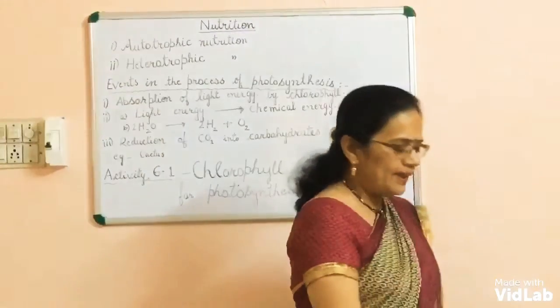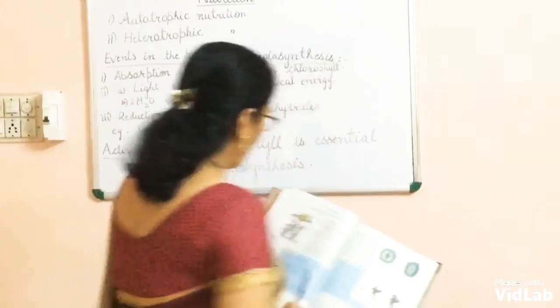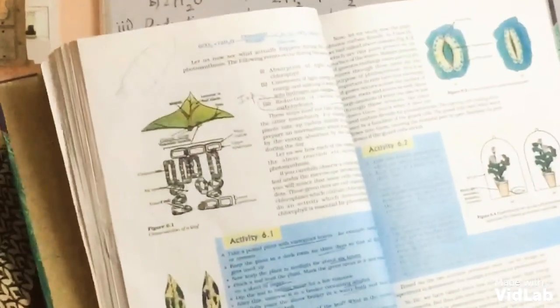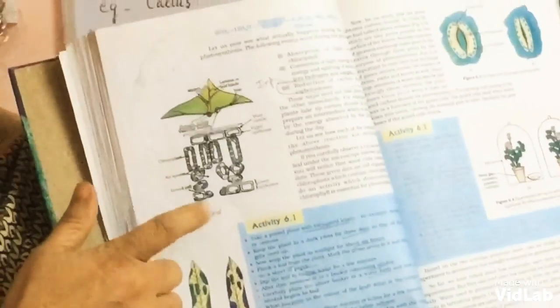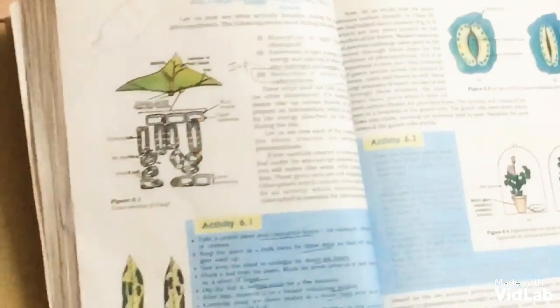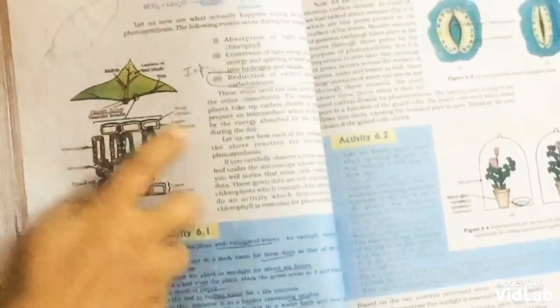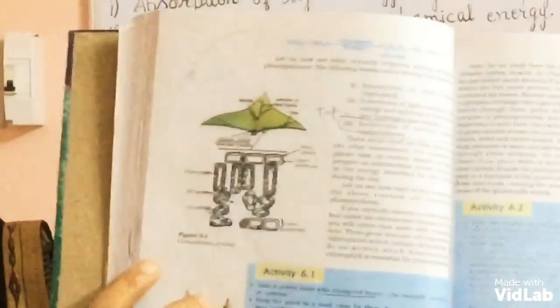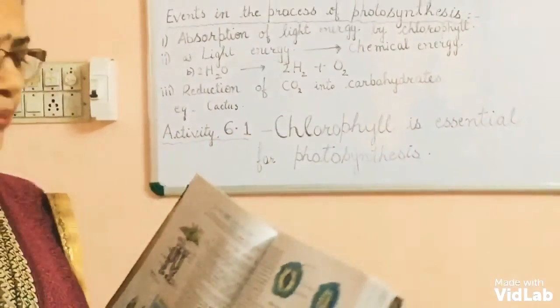In your book on page number 96, one diagram of cross-section of leaf is also given. This is important from the board point of view. Sometimes they ask to draw the diagram of a cross-section of leaf. So practice this diagram also. In this diagram, they have shown the upper epidermis, lower part. This is TS, which means transverse section of leaf. Upper epidermis, lower epidermis, guard cells, chlorophyll molecules, and air spaces are shown in this section of leaf. So practice this diagram, important from the board point of view.